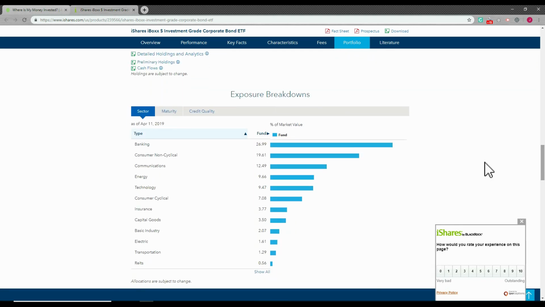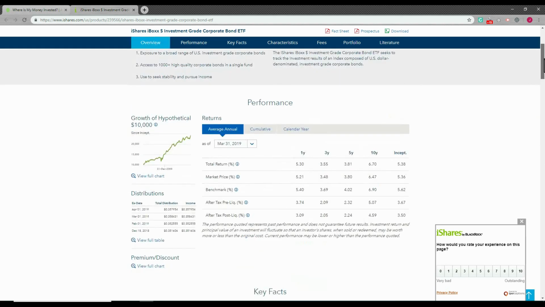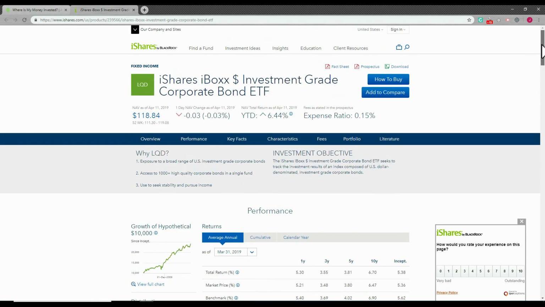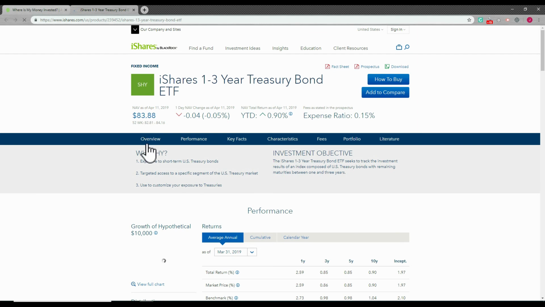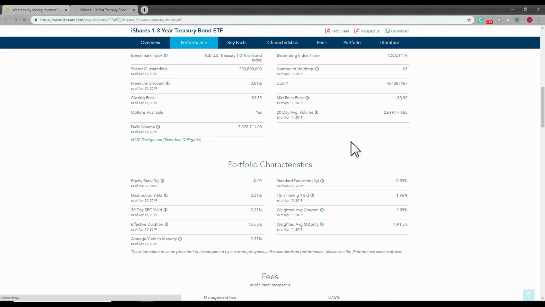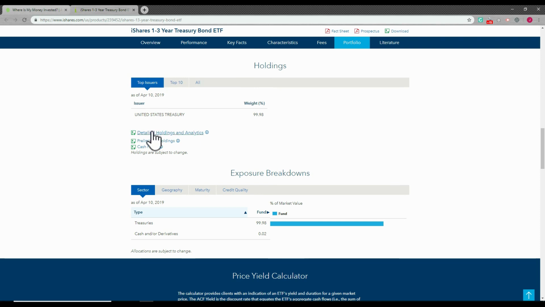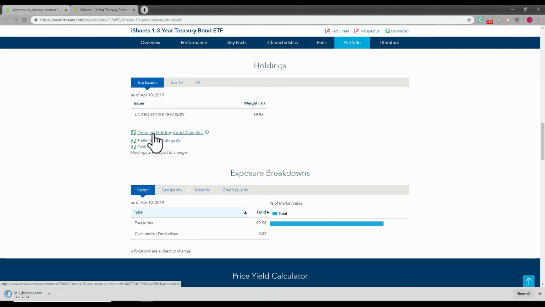But it also gives you a sector breakdown too, so you can see they're heavily in banking. So yep, that is the corporate bonds. And then the last one is government bonds, which most people have heard of, just regular government bonds. This is also through BlackRock, and a similar situation. If you want to see what they're holding, you can go here and check it out. You can see different things that they have.